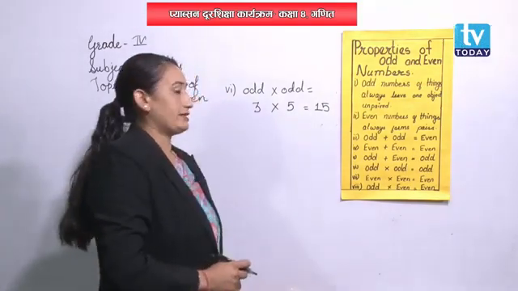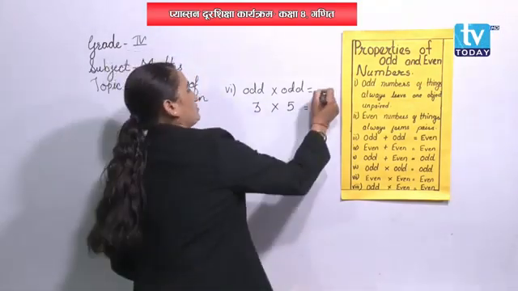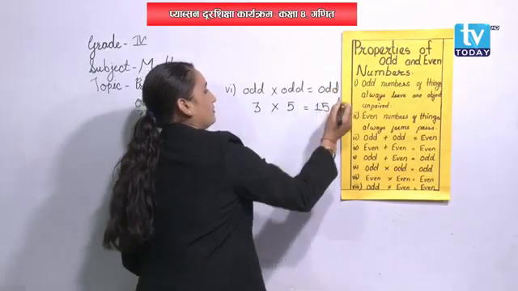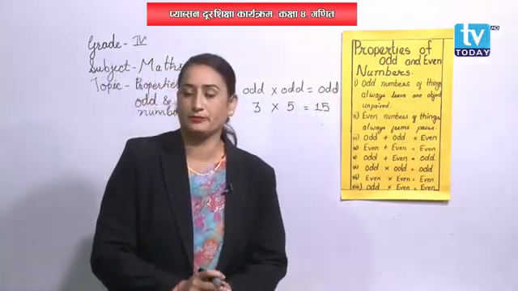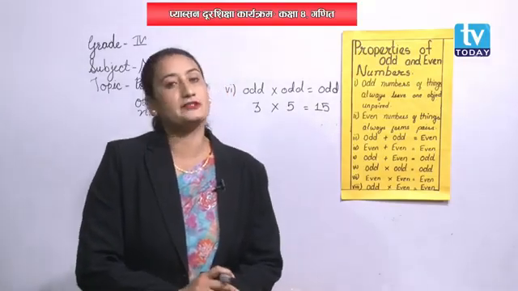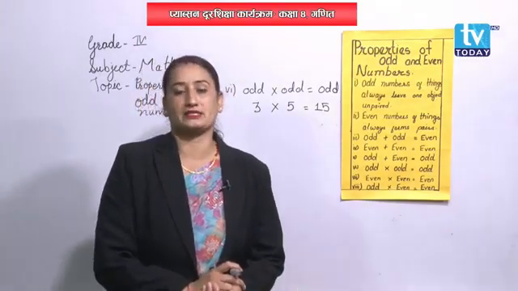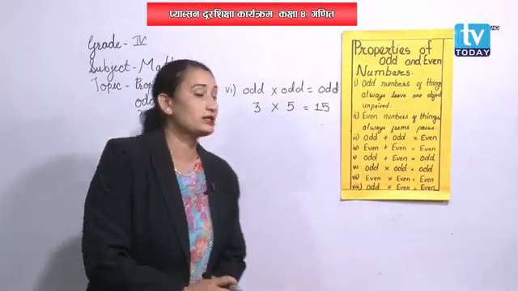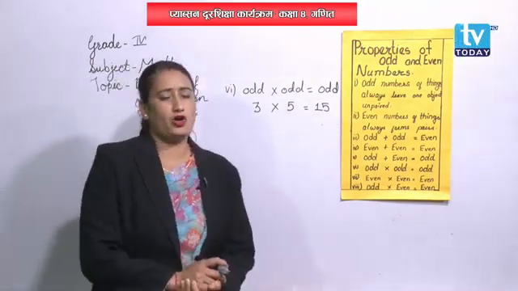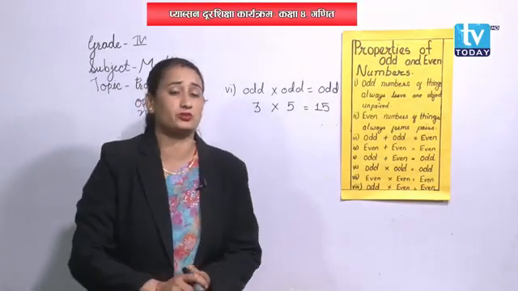Okay, 15 is an odd number. So can you tell me, if we multiply an odd and an odd number, then obviously we will get an odd number as the answer, as a product, right? So can we write it: odd times odd. Let's check with another question also.